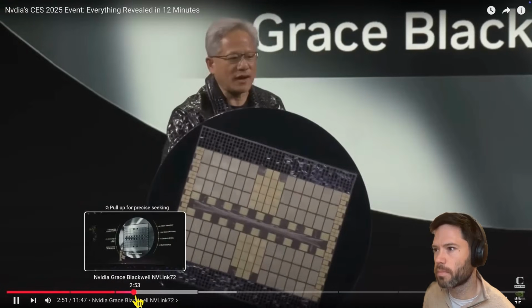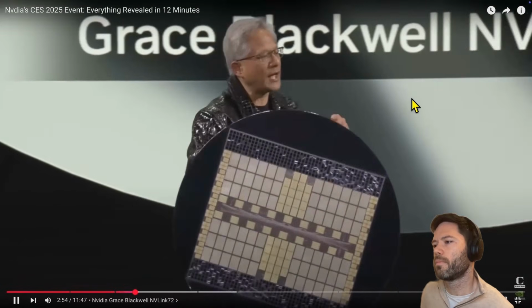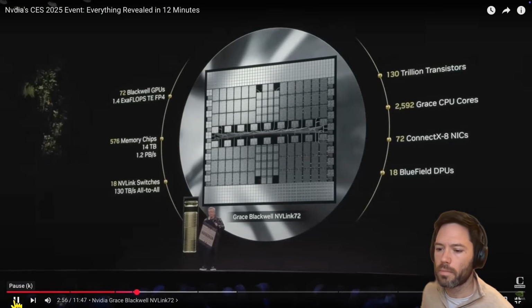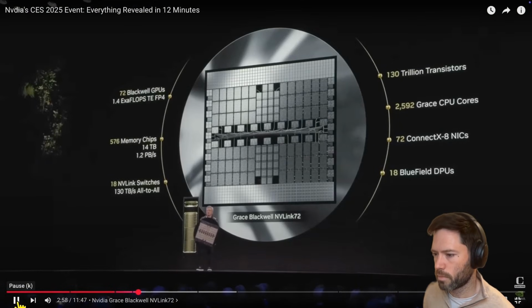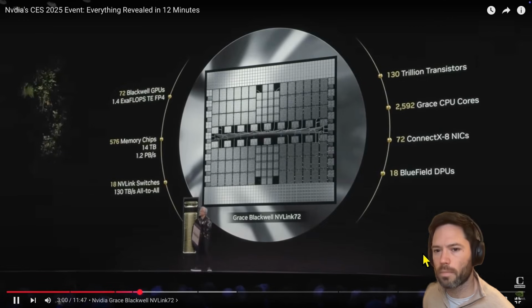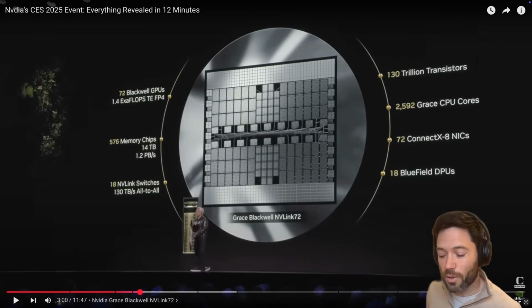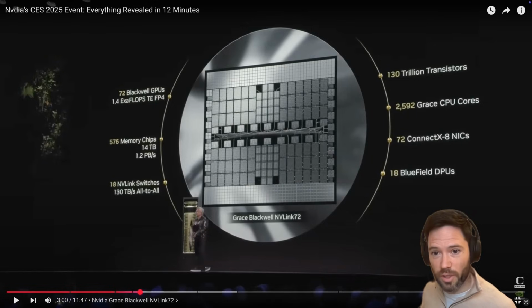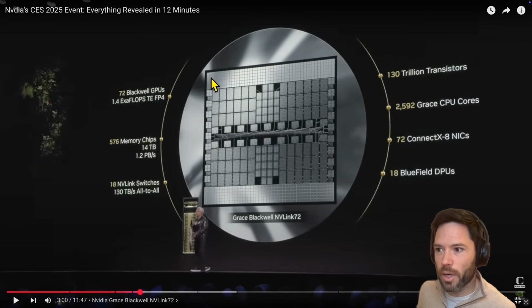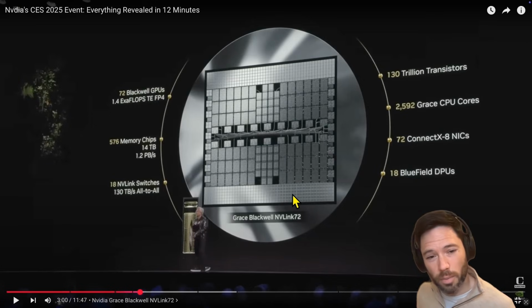But what we basically have here is 72 Blackwell GPUs or 144 dies. This one chip here is 1.4 exaflops. This is Jensen Huang during the week at CES talking about the Grace Blackwell NVLink 72. And it's a very large combination of 72 Blackwell GPUs. You can see them here. They're in four patches and a vast amount of memory, 576 memory chips, making up 14 terabytes of memory.